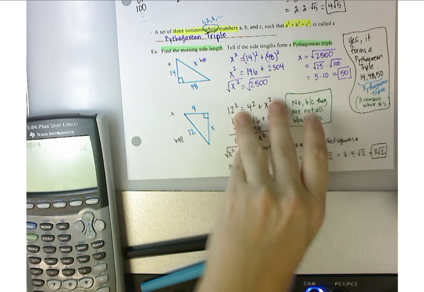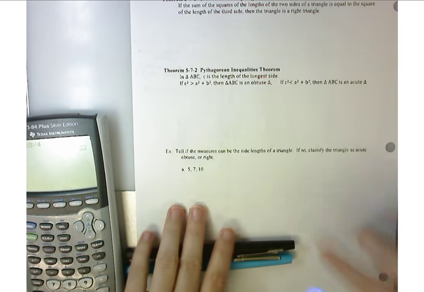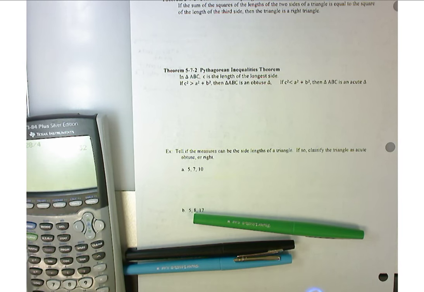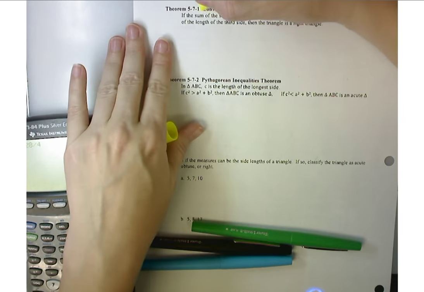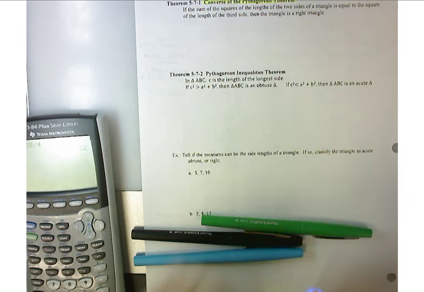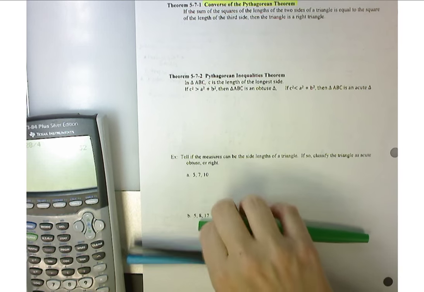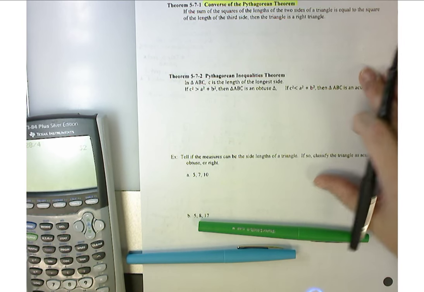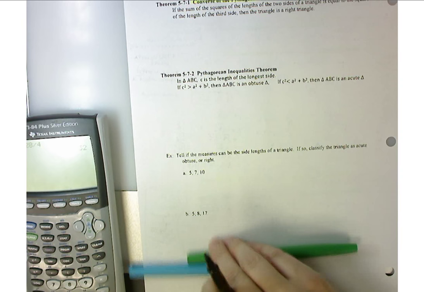All right, and then we're going to flip it over. The next thing we have is the converse of the Pythagorean theorem, which tells us that if the sum of the squares of the lengths of two sides of a triangle is equal to the square of the length of the third side, then the triangle is a right triangle. So we're going to write that in our own words.